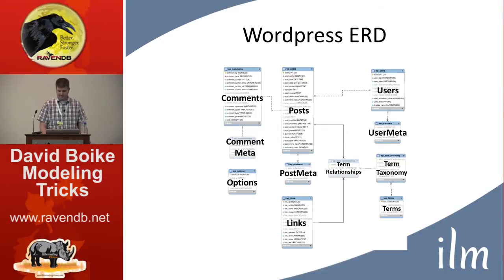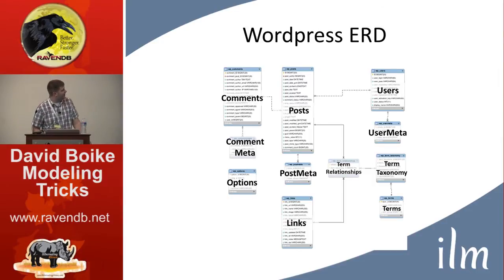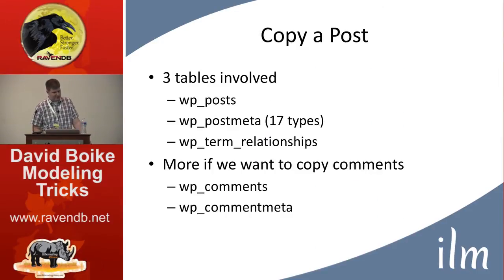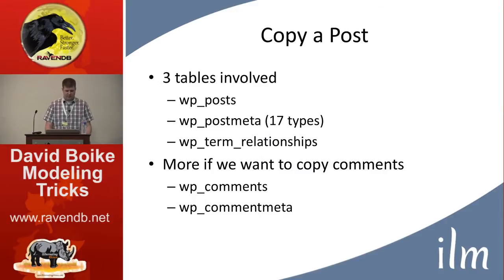So if we wanted to copy a post, there are 3 tables involved. There's the posts, the post meta, and the term relationships. Where is that one? Oh, posts, post meta, and term relationships. So it should be pretty easy. More if we want to copy comments, of course, but we'll get to that in a little bit.